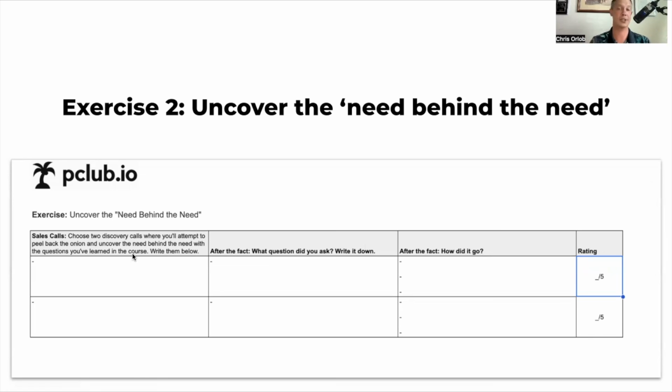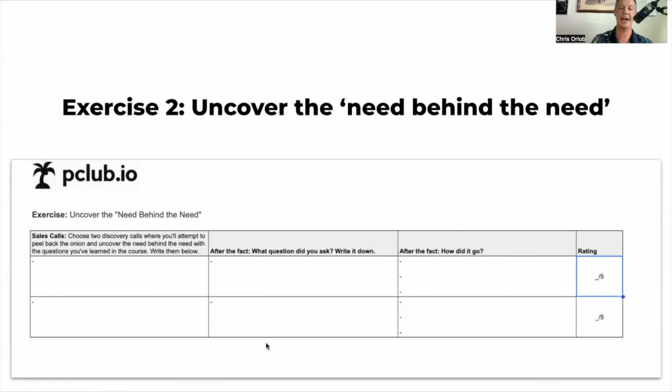The second exercise is you're going to use the technique of uncovering the need behind the need. So in the first column, you're going to choose 2 upcoming discovery calls. You're going to write them down right here. Just name the call, right? What account or deal are you talking with? Write it right there. Use the peel back the onion technique live on the call, right? You can use the exact question that I recommended, or you can tweak it for your own style.